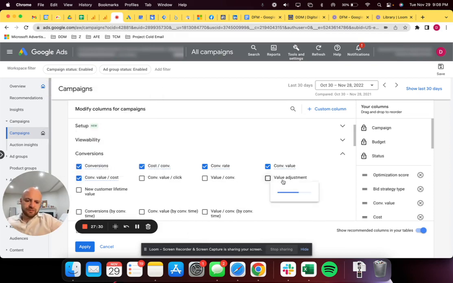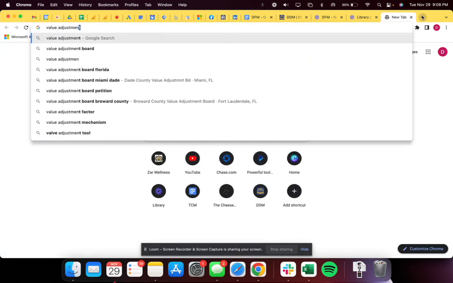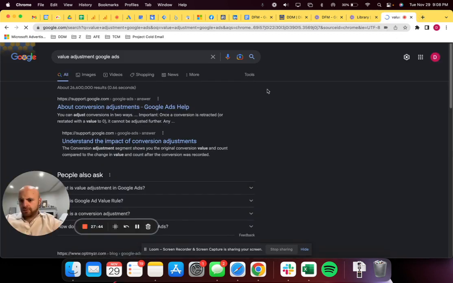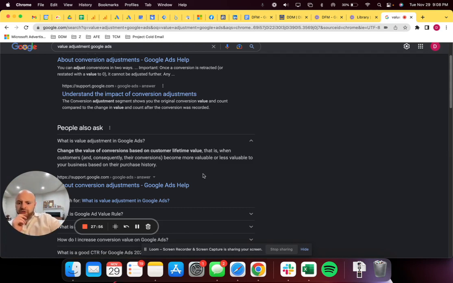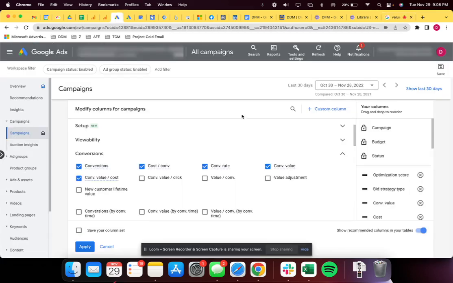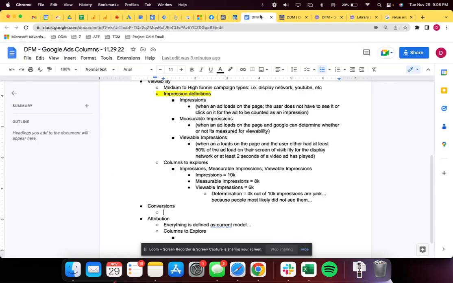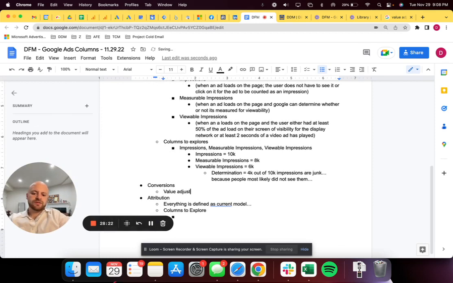What's value adjustment? Not even Google knows. What is value adjustment? Guys, I don't know. Change the value of conversions based on customer lifetime value. That is when customers and consequently their conversions become more valuable or less valuable to your business based on their purchase history. So basically, we're taking the value figure from a conversion and seeing what the change is in a given date range. That might be pretty interesting to see. I'm going to include that, value adjustment.